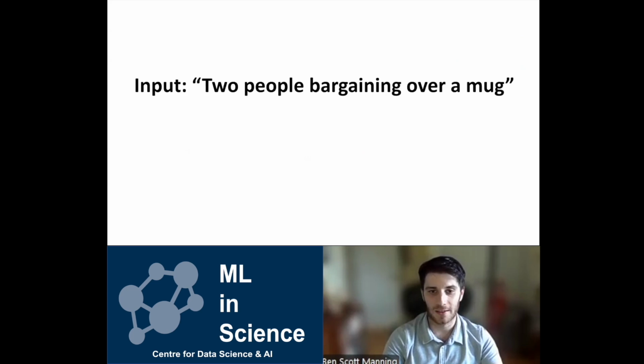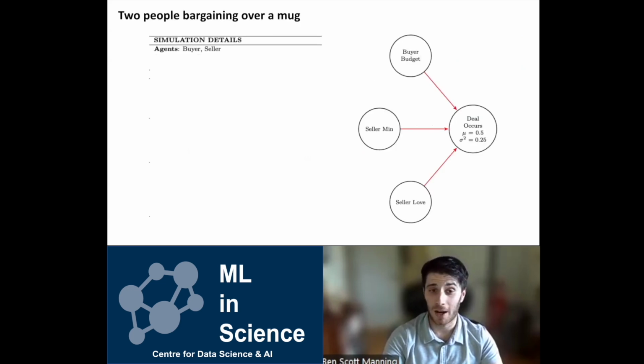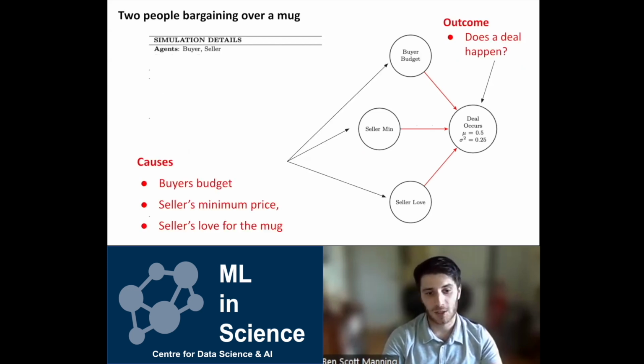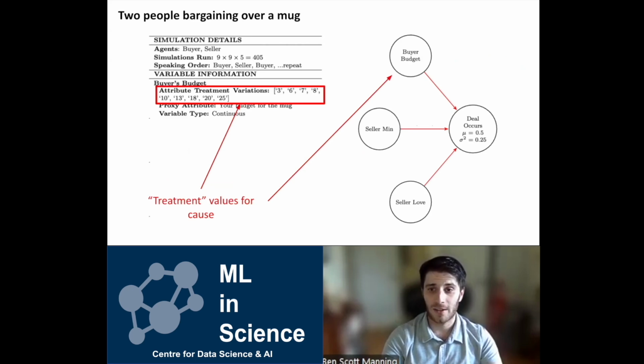Here's a sentence I put into the system, literally nothing else: just two people bargaining over a mug. And the system, without any human involvement in the loop, generated the buyer and the seller as the agents that it thought would matter. It determined that the buyer's budget, seller's minimum acceptable price, and seller's caring for the mug would be interesting causes that could affect whether or not a deal occurs. It then determined that it would want to vary the buyer's budget with these 9 values, $3, $6, $7, etc.